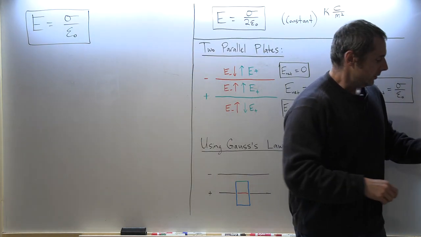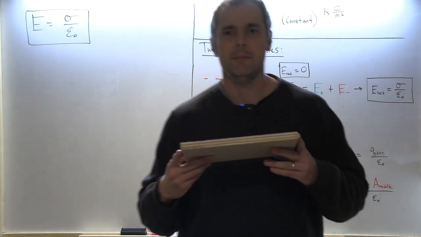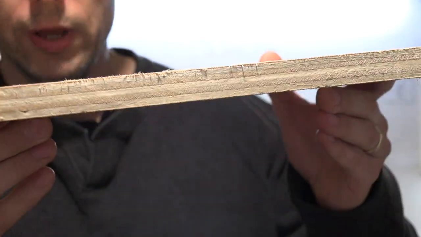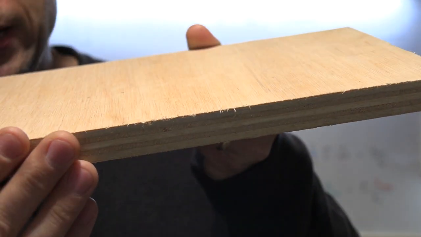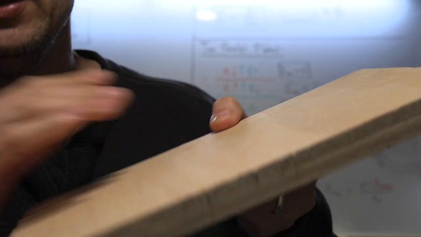The next thing we're going to do is find the electric field in a slab. So what do I mean by a slab? I mean something that has thickness to it, like this board. Now the charge is spread in 3 dimensions, not just on the surface at sigma coulombs per meter squared.